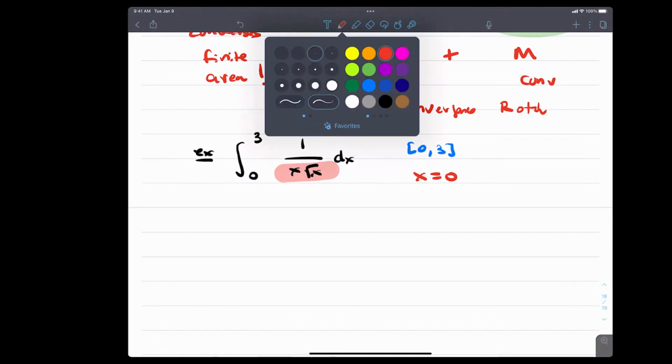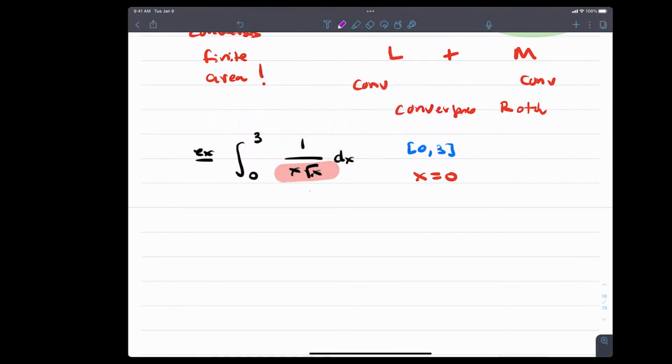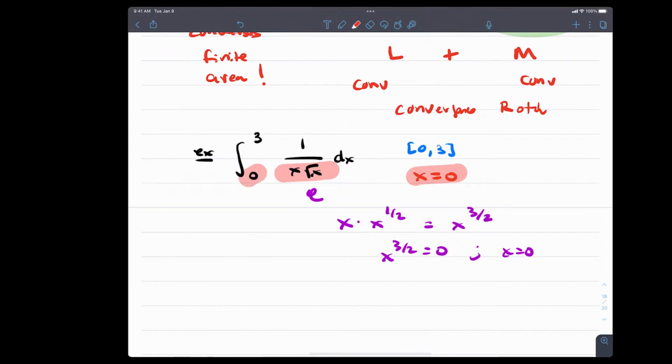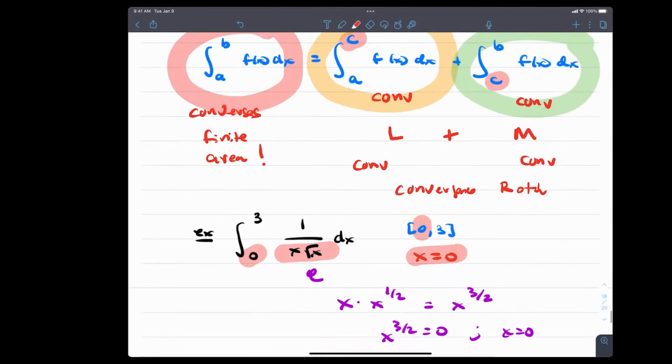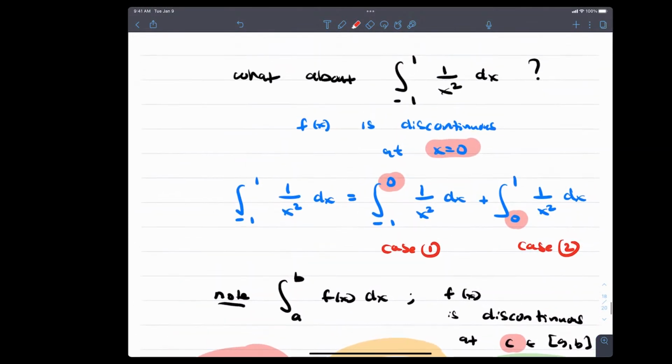And in fact, if I do a little bit of algebra, isn't this x to the 1/2, which is x to the 3/2, right? So x to the 3/2 equals 0. That means x is 0. This is my point. So this is going to be what kind of situation? This is a left endpoint.